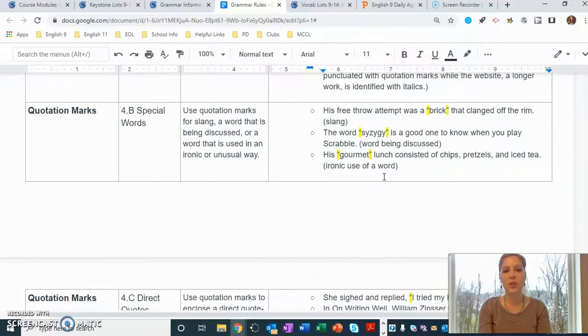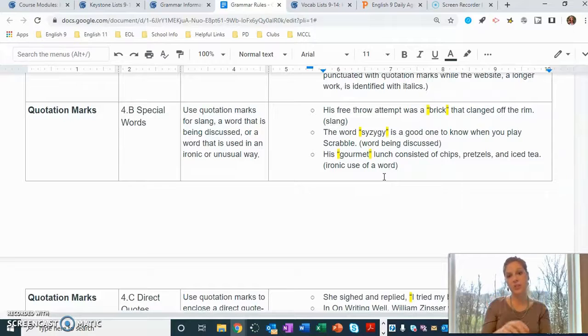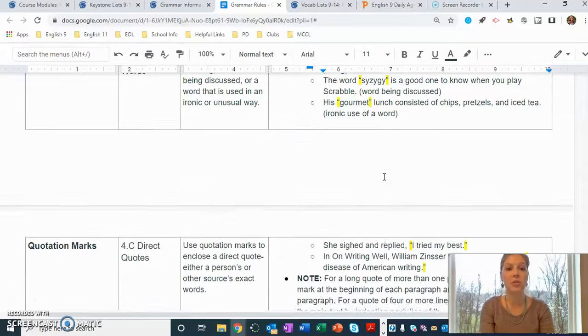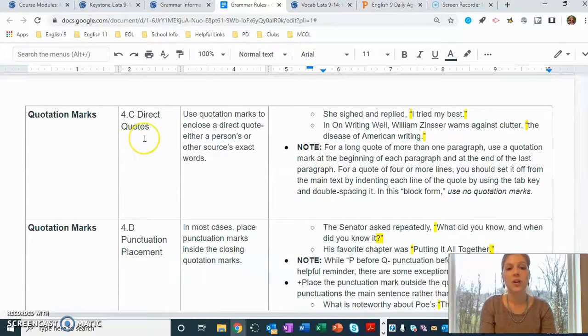Alright, next, special words, like if you're using quotations. His "gourmet" lunch consisted of chips, pretzels, and iced tea. Or if you're trying to highlight a specific word and going through the definition, you might want to do that. If you're directly quoting someone word for word from their writing or speaking, or if you're doing this in your own creative writing as dialogue and you made up the quote but we pretend it's word for word, then you put quotation marks.